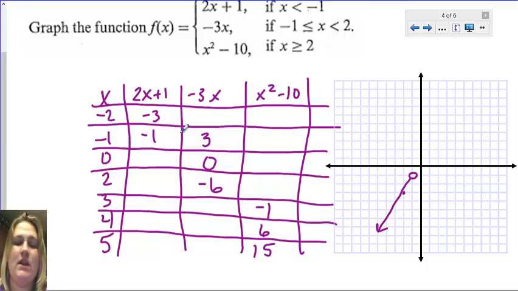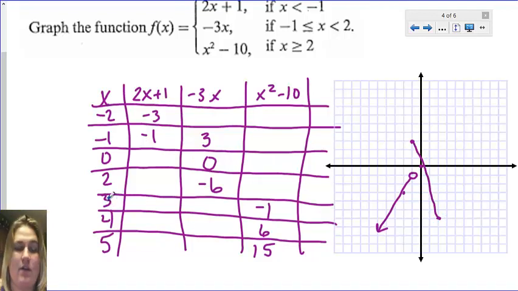The next one is -1, 3. That's where it's going to be filled, so up 1, 2, 3, because that's where -1 actually falls in this area. And then we have 0, 0. And then we have 2, negative 6, so over 2, down 1, 2, 3, 4, 5, 6. So if we go through those points.